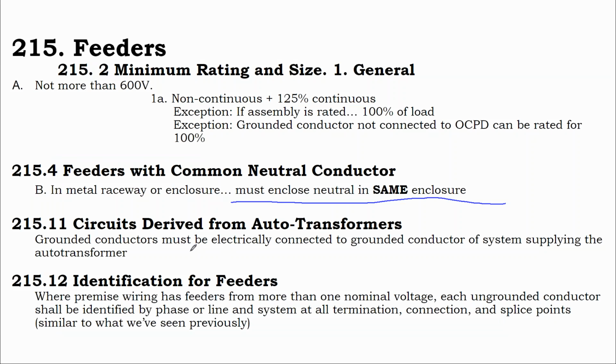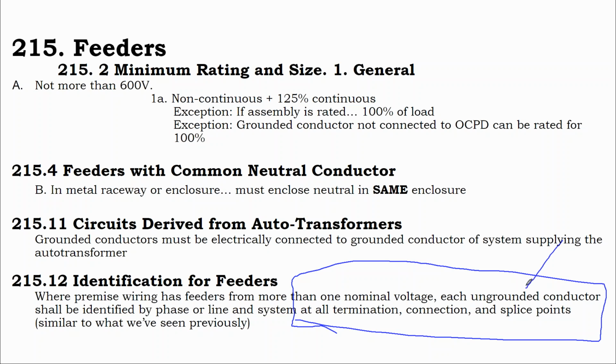Let's see, we have identification of feeders where the premise has feeders for more than one nominal voltage. Each ungrounded conductor shall be identified by phase at all termination points, connections, and splice points. This is kind of forming the basis of labeling all of your solar boxes, because that solar circuit, I would call it a feeder circuit.